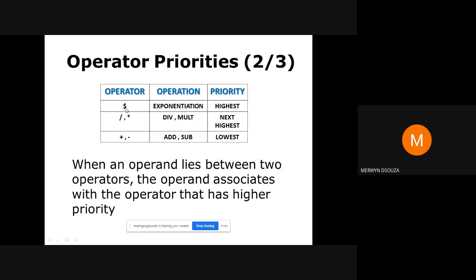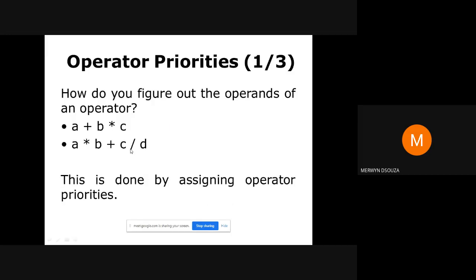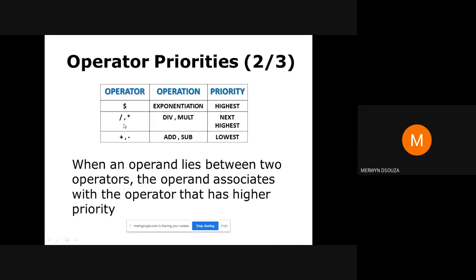It's not a standard sign. It's just a sign which we are giving to help us understand that that will be the power, and the dollar, that is the exponent, will have the highest priority. So if in an expression you see a dollar, you are going to solve the dollar first. The next priority is given to divide and multiply. Both of them have the same priority. I'm repeating again, divide and multiply have the same priority.